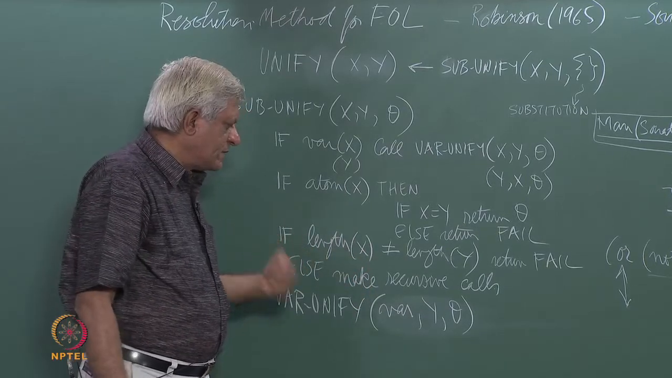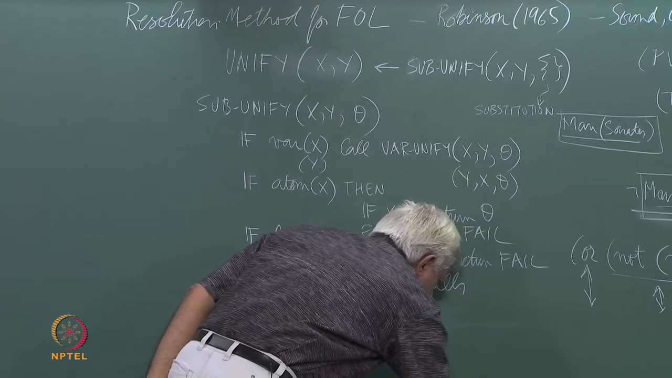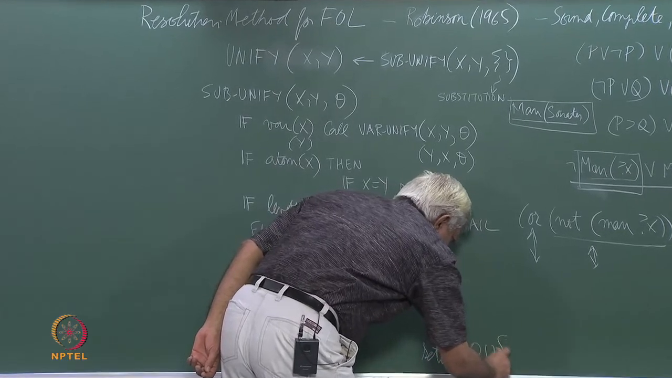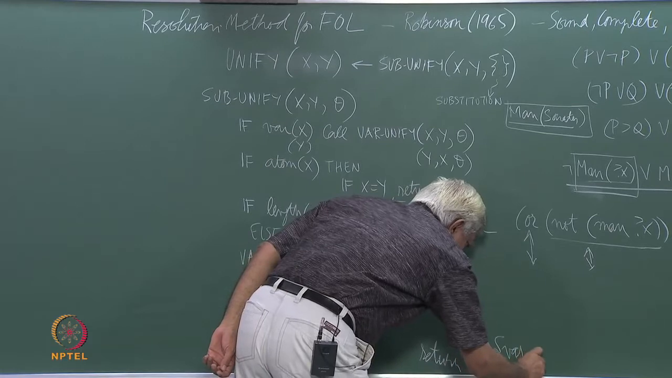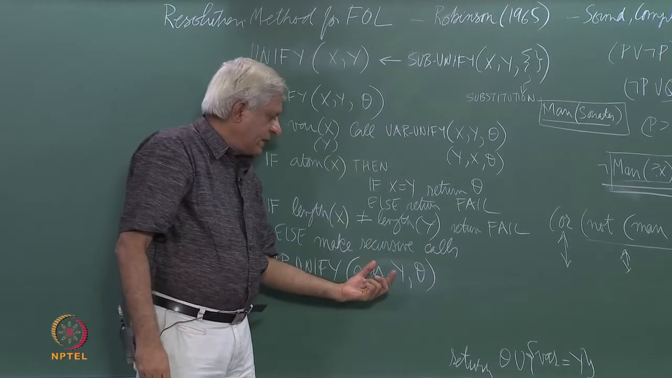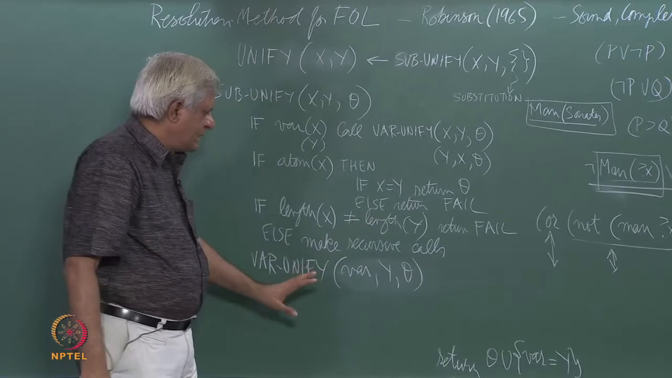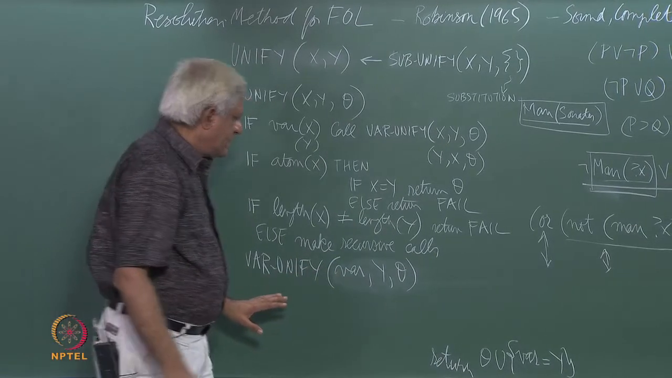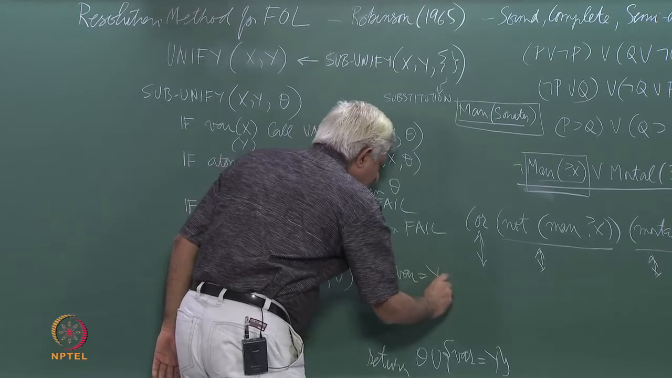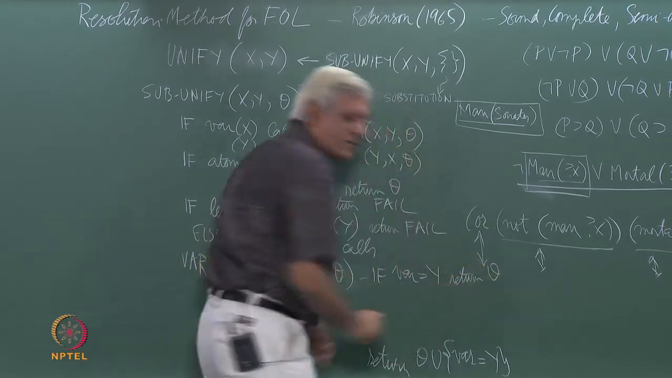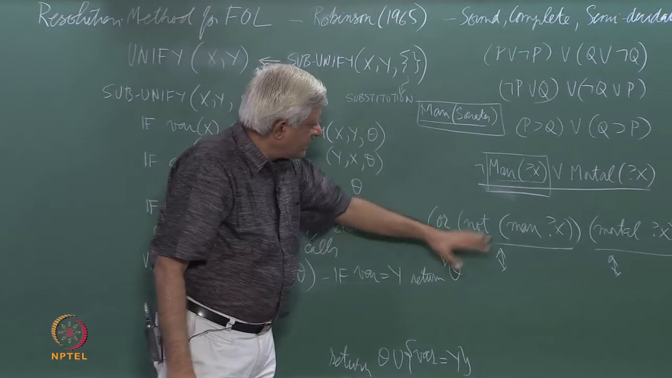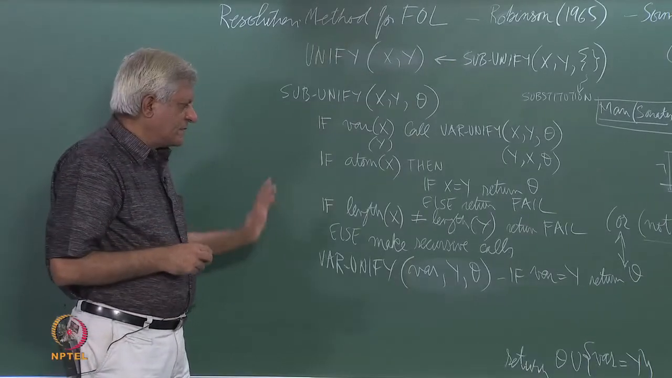But before doing that, what do I want to do? I want to say return theta union where equal to y. I want to basically add one more substitution, which is the call I am making. But am I allowed to do that? I have to do a couple of checks first. First is if where is already equal to y, then you can just return theta, you do not have to do anything else. It could be that they are the same variable, then you just return theta.